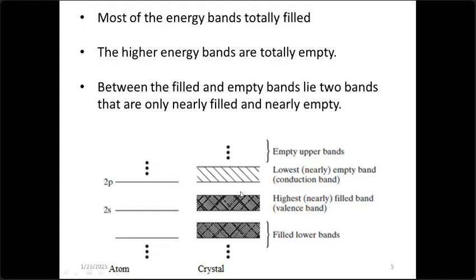Okay, I was looking for a better diagram, but I think that's that. So the distance between the bottom of the conduction band and the top of the valence band is what we call the energy gap or forbidden gap. Now we shall see the importance of the energy gap. When it is small and when it is large, what is the difference?